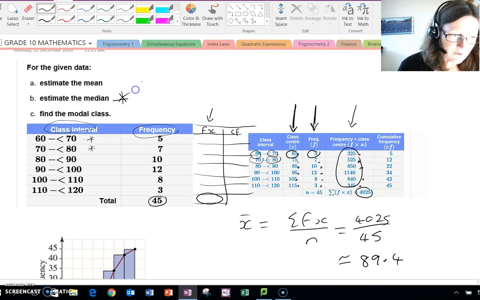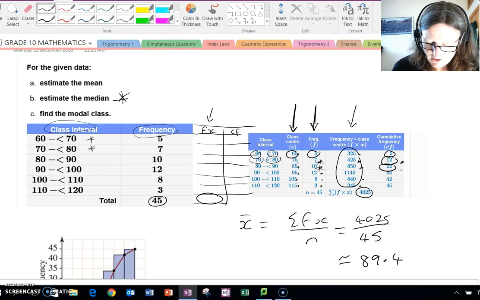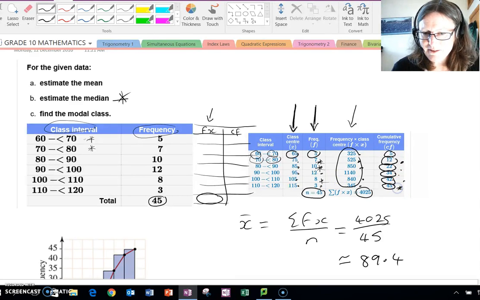Median. We do what we did before. So for the median, we add a CF column. So we start with 5, and then we say 5 plus 7 gives us 12. 12 plus 10 gives us 22. 22 plus 12 gives us 34. 34 plus 8 gives us 42. 42 plus 3 gives us 45. We know there was 45, so the fact that this CF column has ended in 45 means we are on the right track so far.